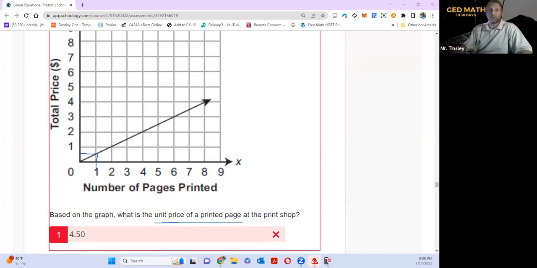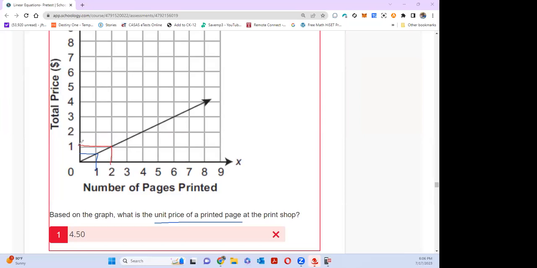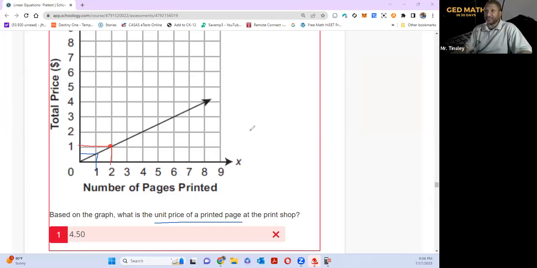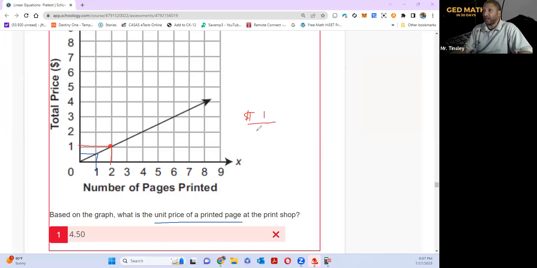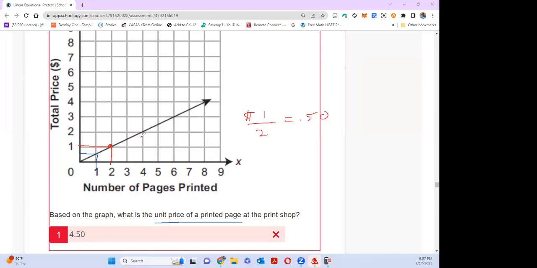So you don't use that point. You use a point that corresponds to whole numbers. So I'm going to use this one right here. What does this point tell me? It says I get 2 pages for $1. So $1 for 2 pages. 1/2 is 0.5. Done. If I go to this point, same thing.